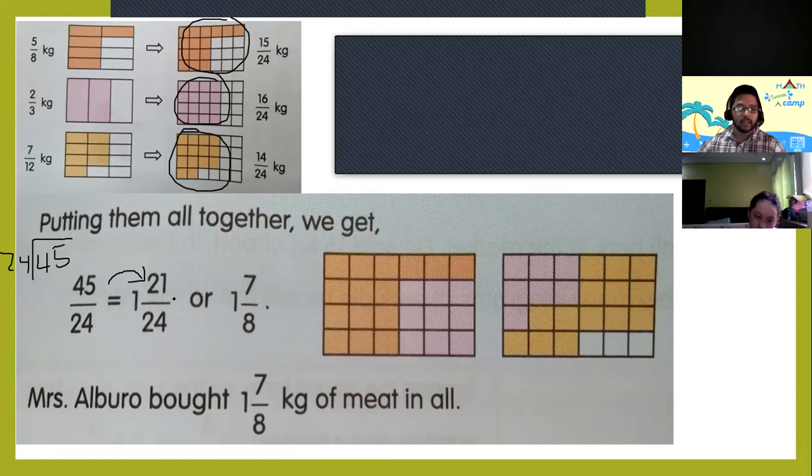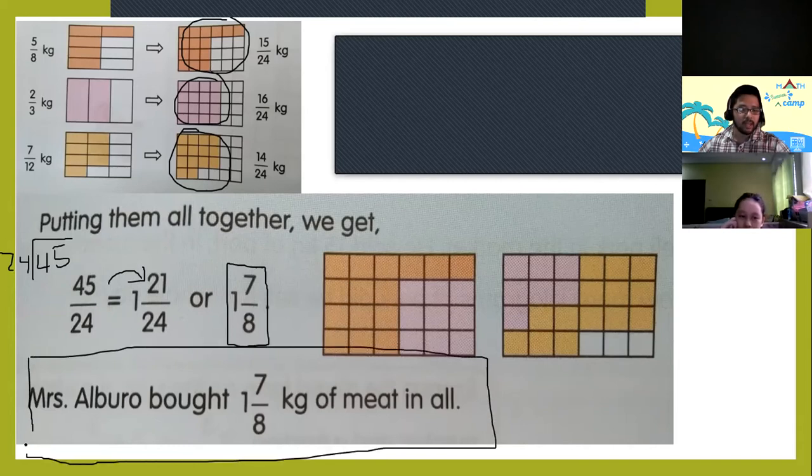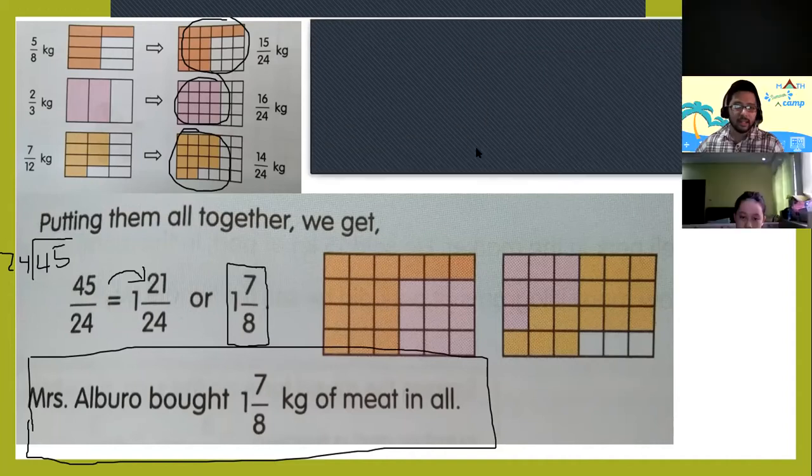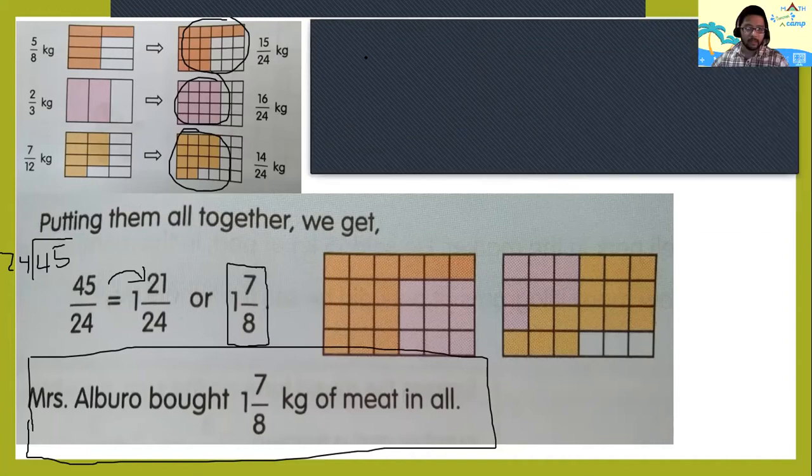Paano niya nagawang 7 over 8? They just divided it by 3. 21 divided by 3, magiging 7. 24 divided by 3, magiging 8. So this is the simplest answer. Mrs. Alburo bought 1 and 7/8 kilogram of meat all in all. So that is an illustration of adding dissimilar fractions.